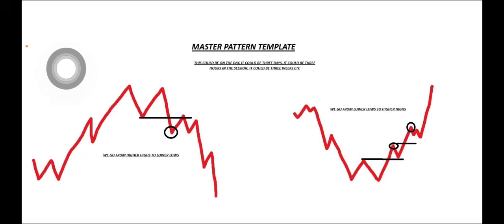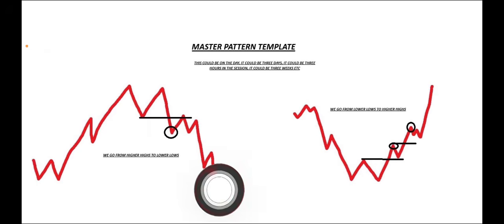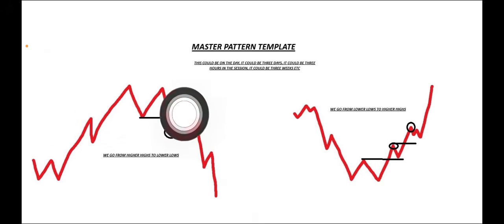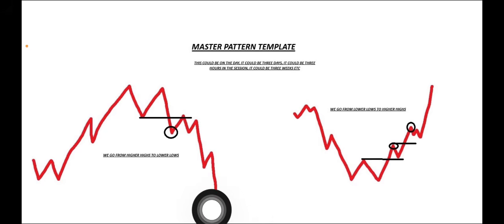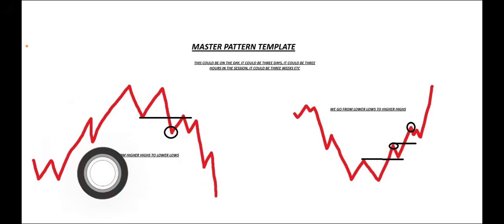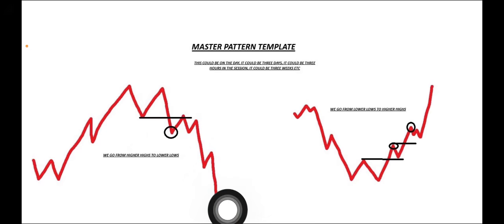Now, this master pattern template could play out over the course of 3 weeks, 3 days, 3 sessions, or 3 hours, right? So this, like I said, could be 3 days. This could be Monday, Tuesday, Wednesday, all right? Or it could be 3 sessions. This could be Tokyo, London, New York, okay? Or this could be 3 hours in the session you're trading. This could be New York, this could be London or Tokyo, okay? But you have your first hour, second hour, third hour. You understand what I'm saying?